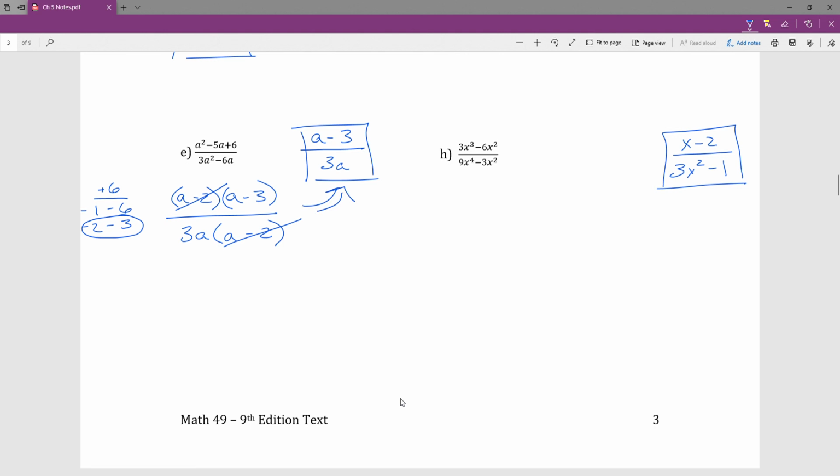Last one on the page, last one in this video. Taking a look at these ones as far as common factors go, the top part of this rational expression, there is a 3x squared common to both. And when I factor that out, I'd be left with an x and a minus 2. On the bottom, I can see that I have a 3x squared common to that, and I'd be left with a 3x squared and a minus 1. Crossing what is exactly the same out, top and bottom, it's usually the brackets, but sometimes it's not. That's how I get to my final answer.